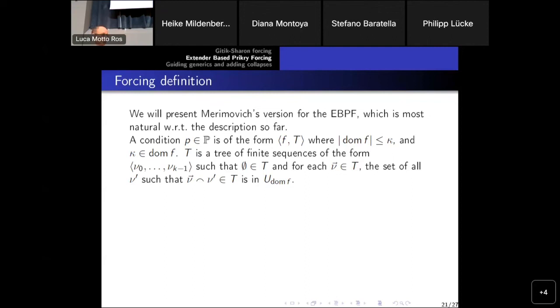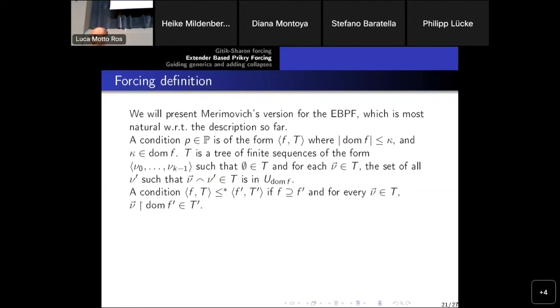The tree is a tree of finite elements, each one of them is a sequence of fewer than kappa many ordinals. Okay, now, maybe I should be more precise: each one of them is essentially a partial function from a subset of the domain of f to kappa.